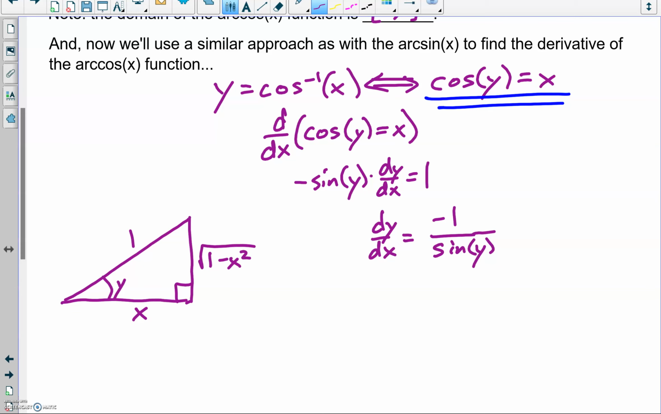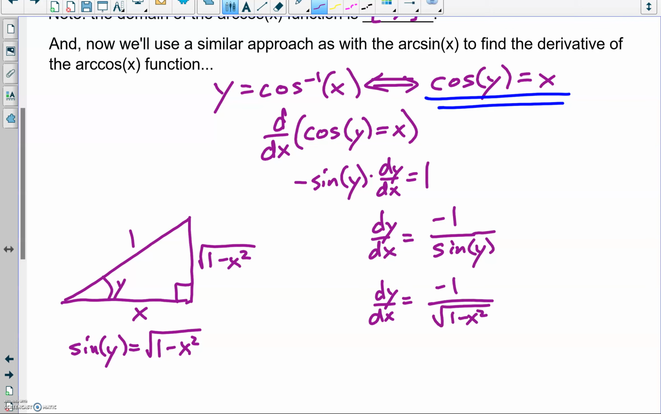So looking for the sine of y, it's going to be the opposite over the hypotenuse, or just the square root of 1 minus x squared over 1. So it ends up being the same thing. The only real difference, as you complete this, is that instead of a positive 1 over the square root of 1 minus x squared, as we saw for the arcsine derivative, we're going to get a negative 1 over the square root of 1 minus x squared for the arccosine derivative.